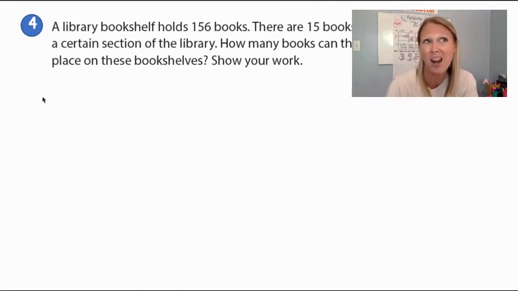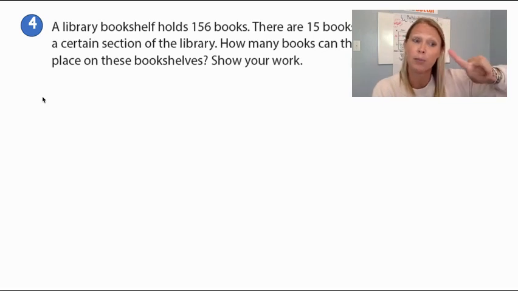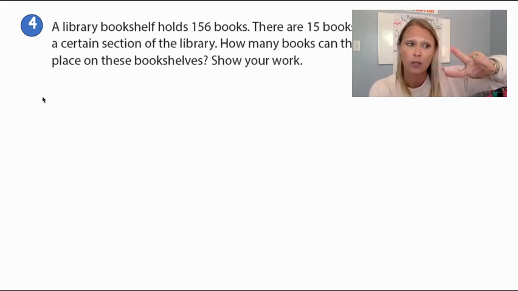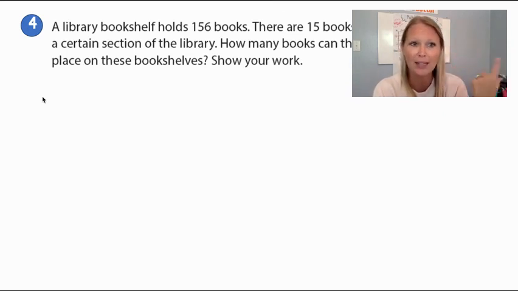I want you to make sense of the problem. So what is the problem about? What is the problem asking you to find? And what's important information? And then try to solve this problem. Practice that routine that we do in the Try It.